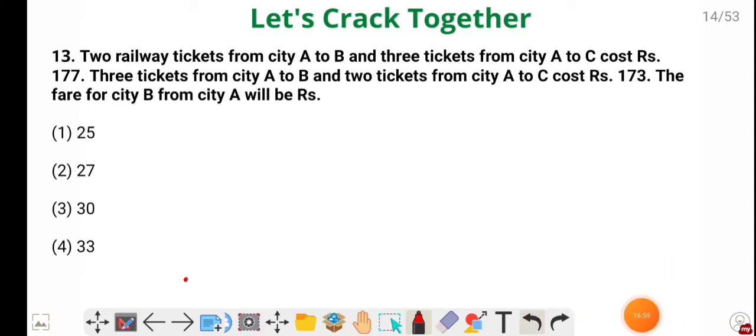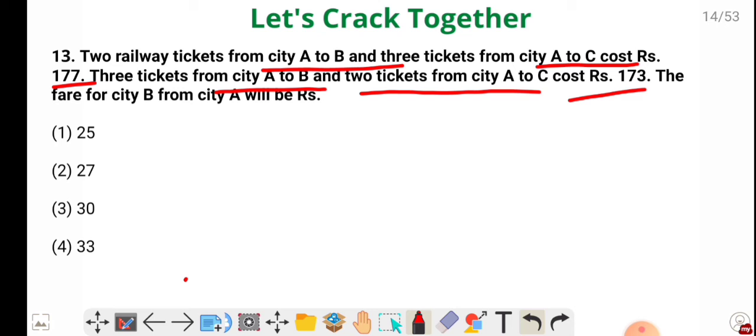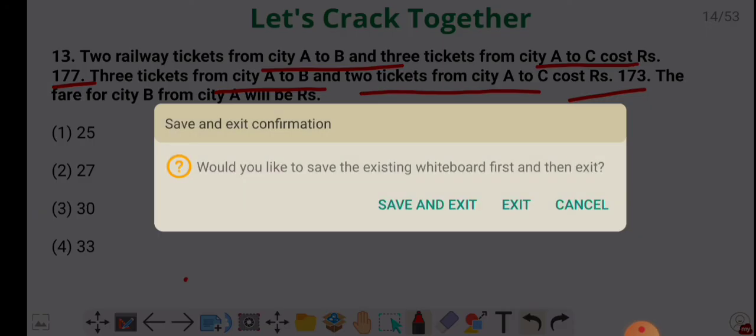2 railway tickets from city A to B and 3 tickets from city A to C cost 177. Next, 3 tickets from city A to B and 2 tickets from A to C cost 173. So we have to find the fare from city A to B.